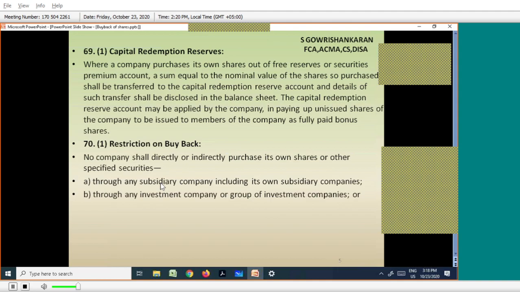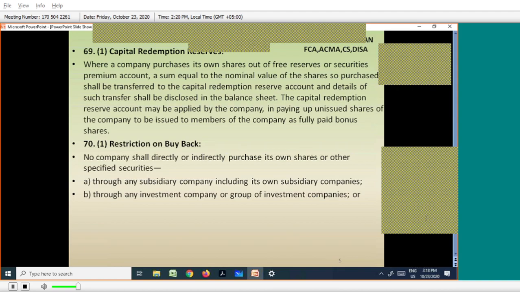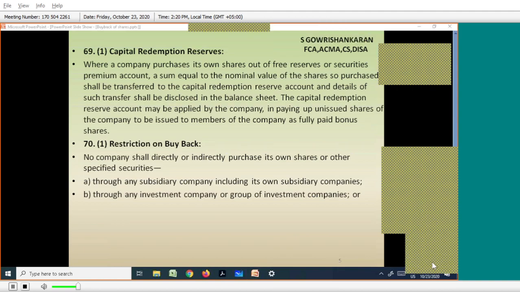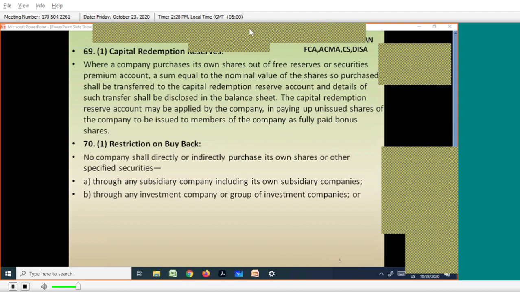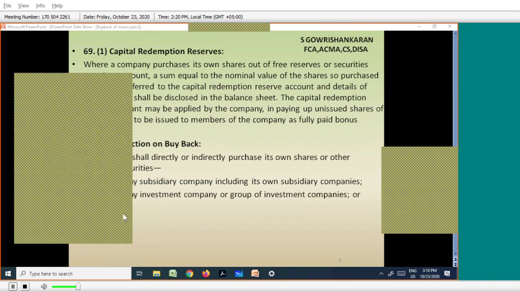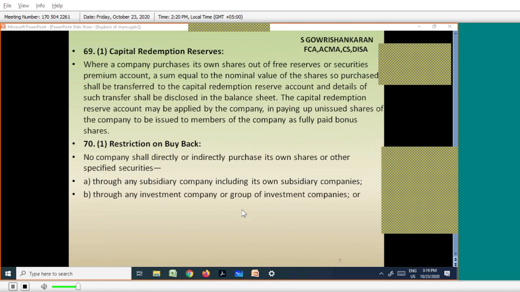So what they are trying to say is, if I want to go for buyback, I should directly go to the public. I should not inform my subsidiary company to buy back the shares from the shareholders and later sell them to me. It's not allowed. I should directly buy back from the public itself. Similarly, I should not go through an investment company.